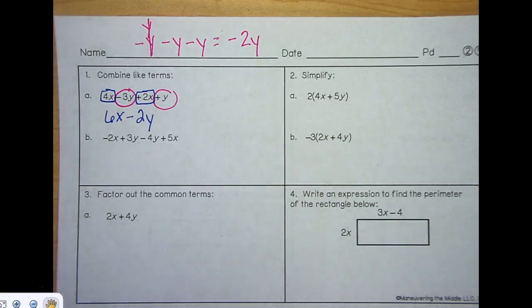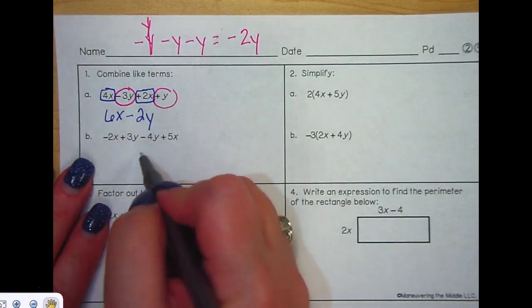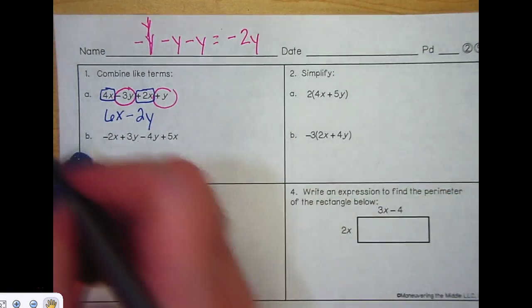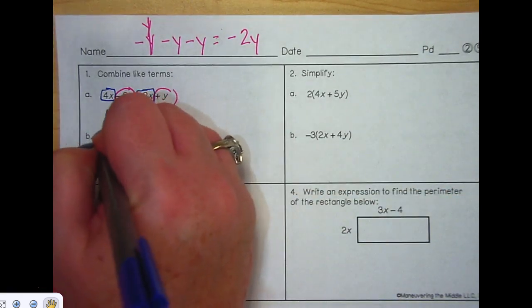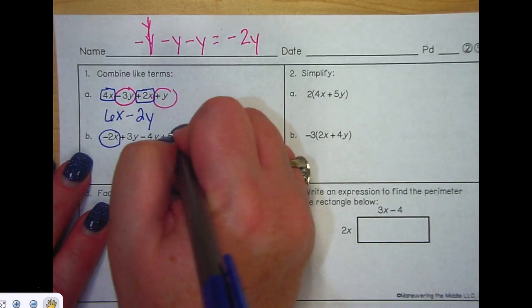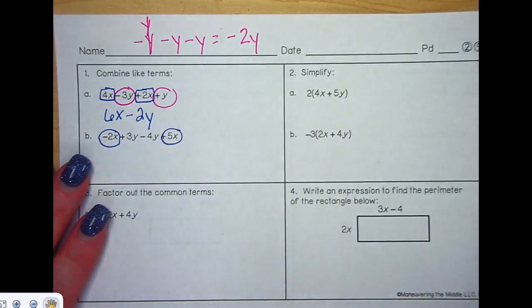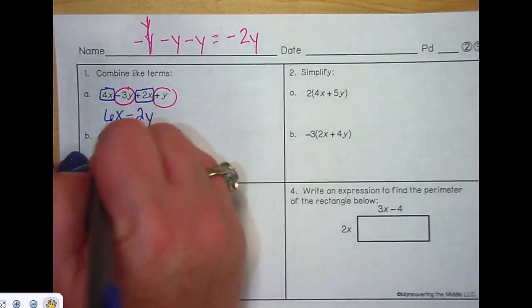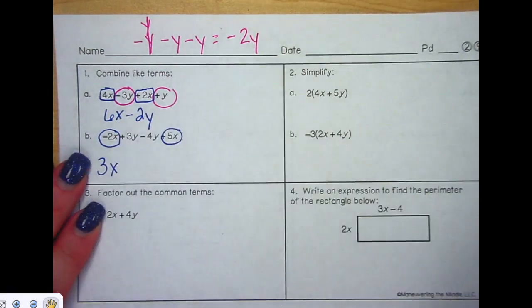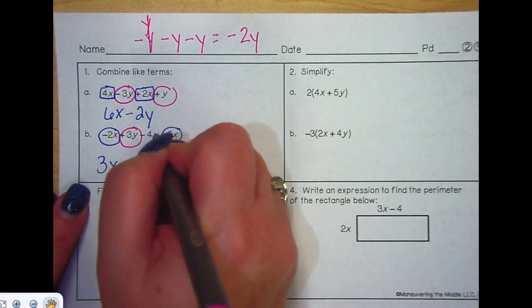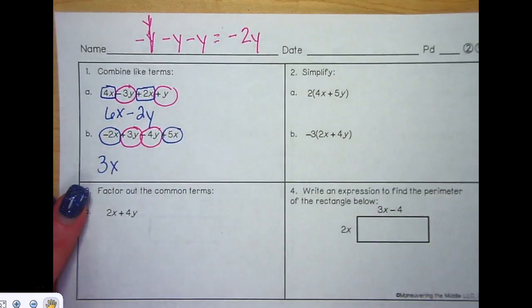All right, questions about A? All right, so let's look here. We have negative 2x plus 3y minus 4y plus 5x. So we have 2 negative x's and 5 positive x's. Anybody know what we have when we combine those like terms? Alexis? Positive 3x. Very good. 3x. And then I have 3 positive y's and 4 negative y's.